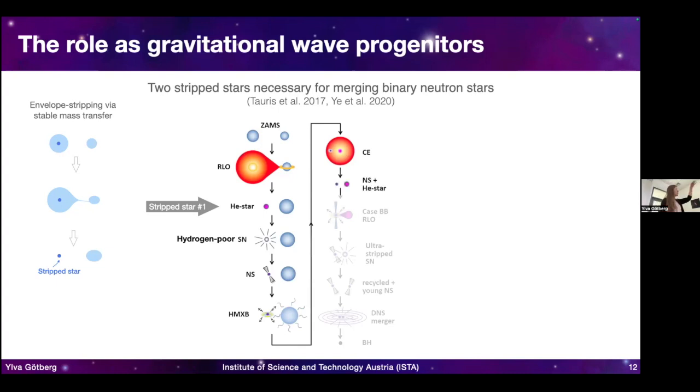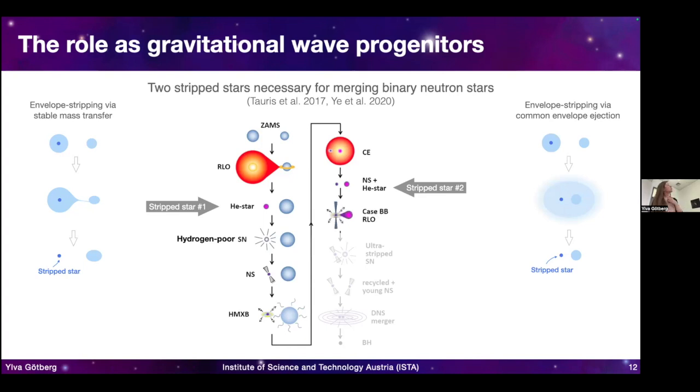So what is left after this common envelope ejection is a neutron star and a stripped star. This is the second stripped star you need. And that is created through a different channel, in this case, through the ejection of a common envelope. You can have interaction later on. Eventually, you create two neutron stars that can merge and create maybe a black hole, who knows? Yeah.